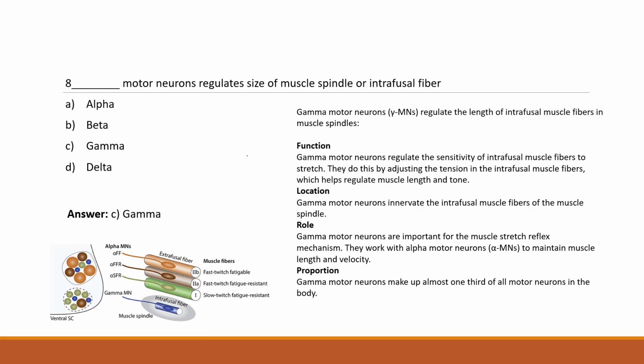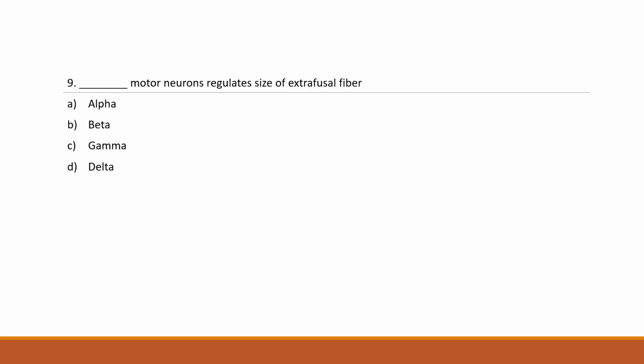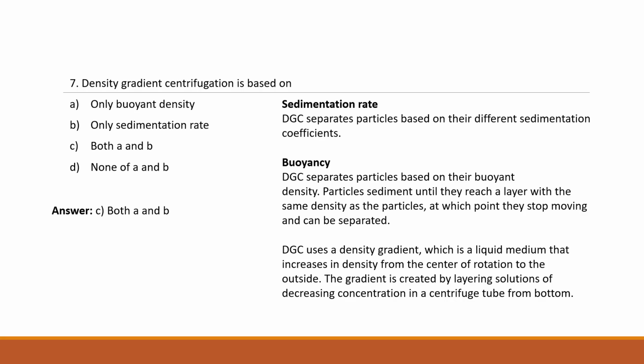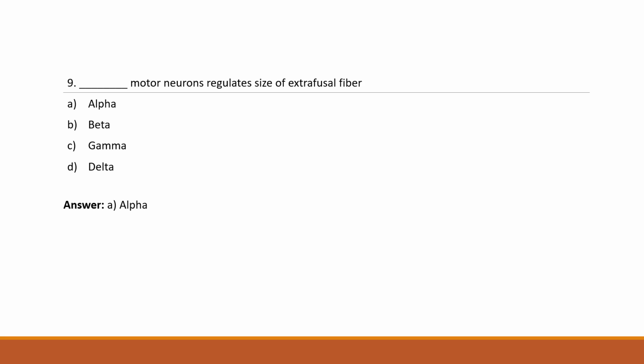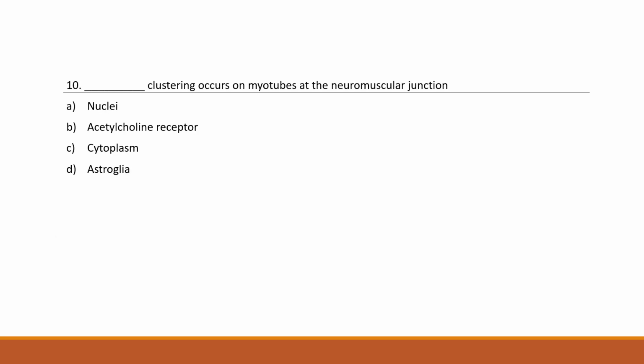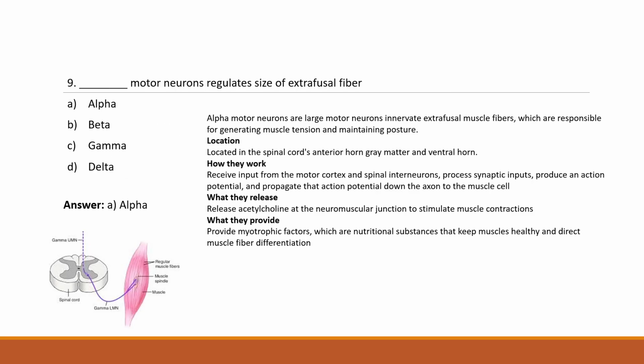So this is about your gamma. The previous one was your gamma, and this one was your alpha. So your gamma was for your intrafusal, and your alpha was for your extrafusal. In alpha, again there are types, your 1, 2A, 2B.